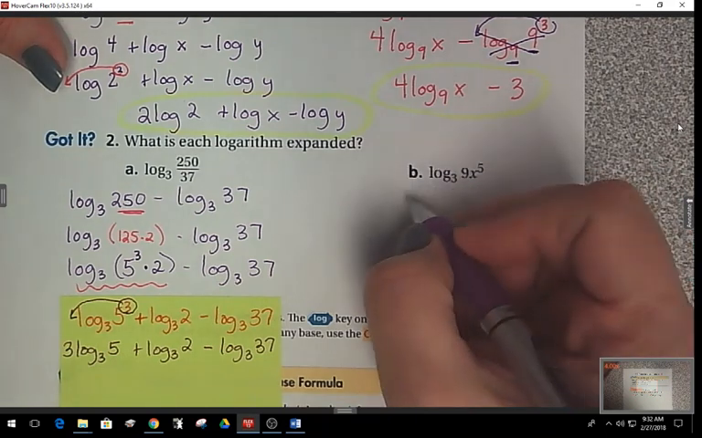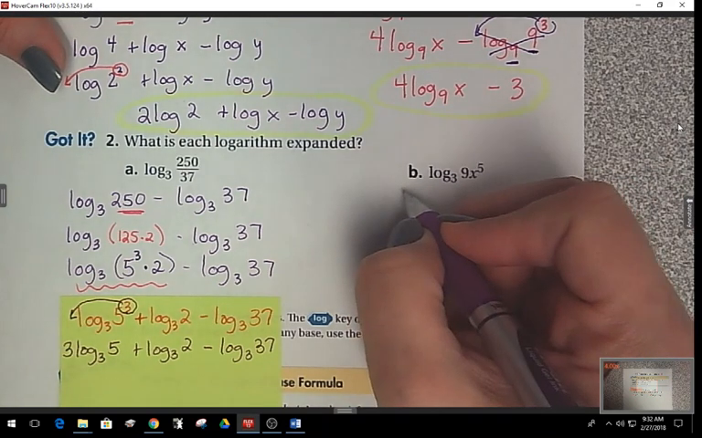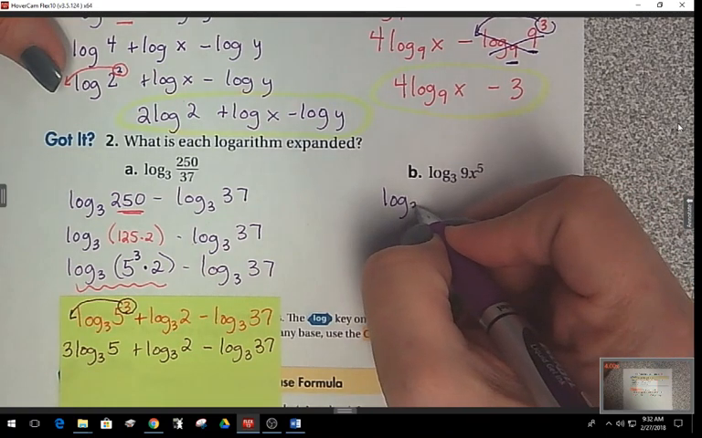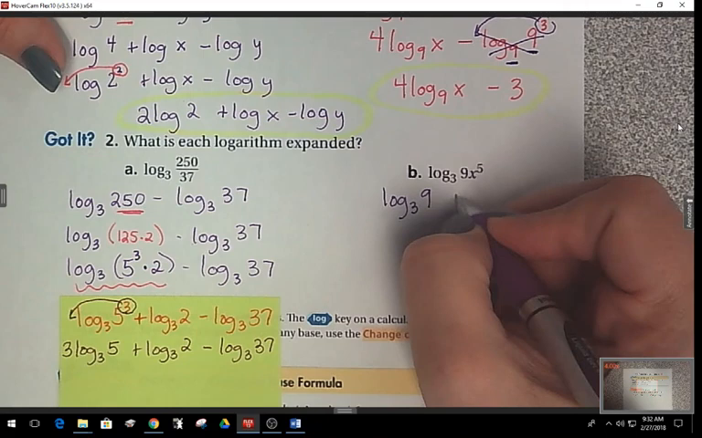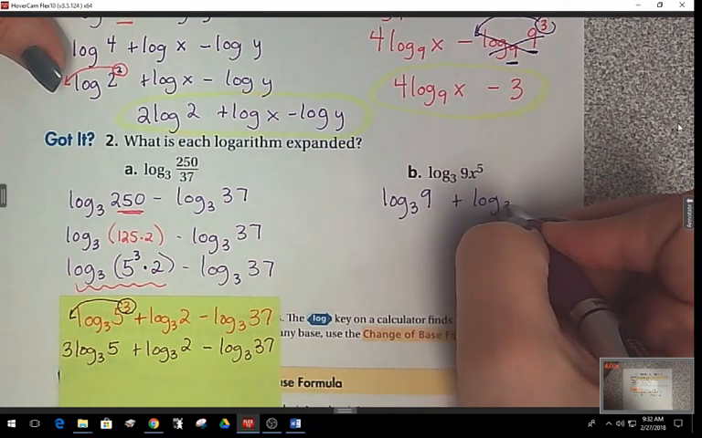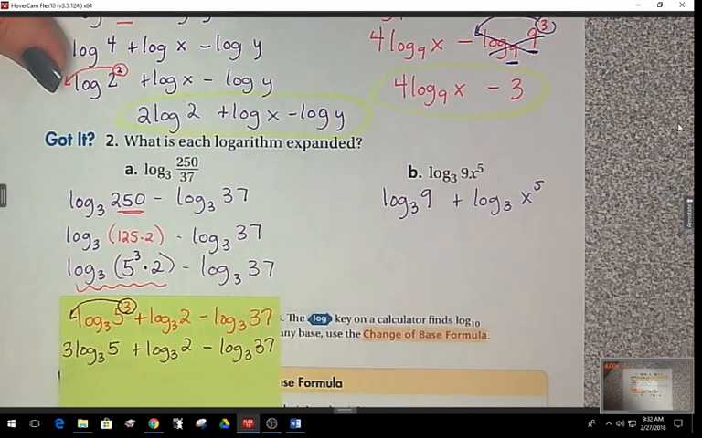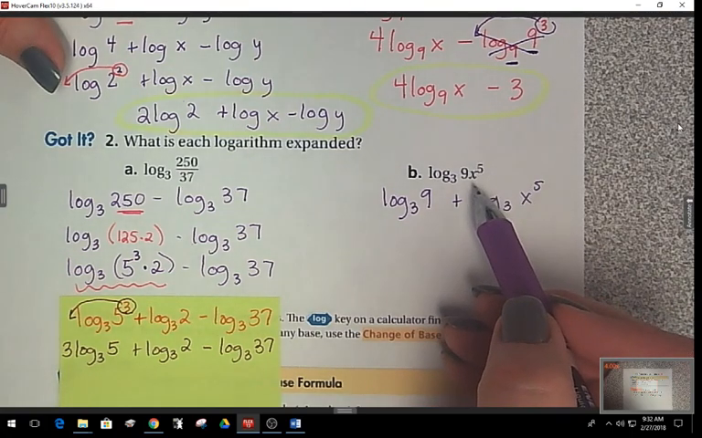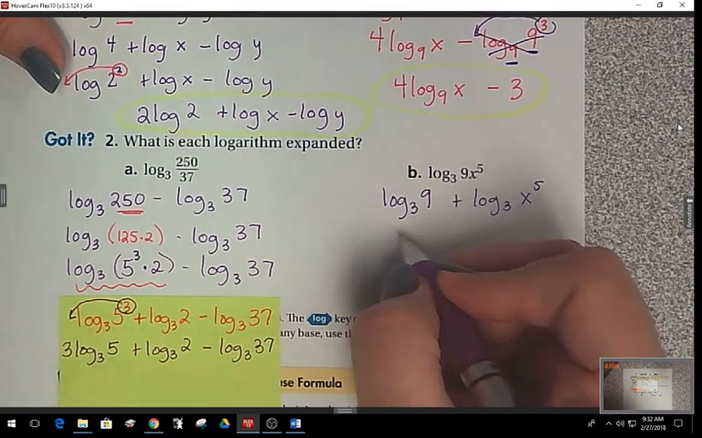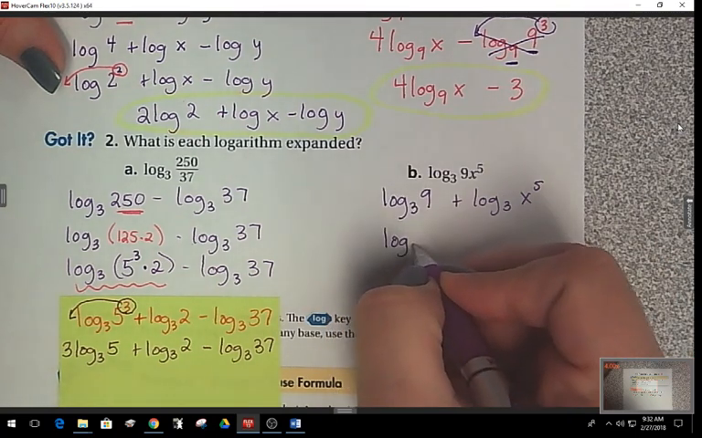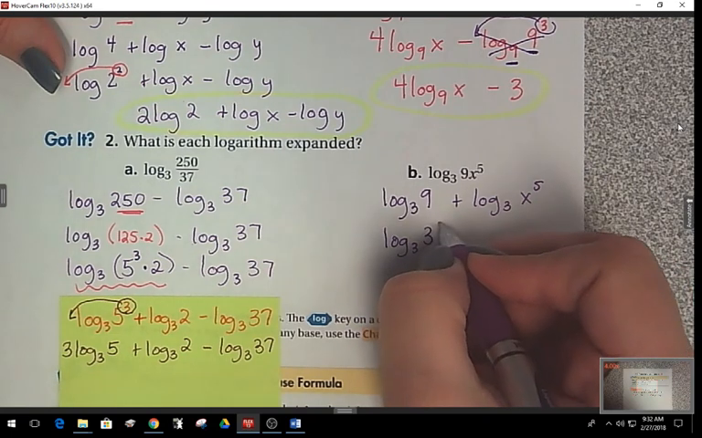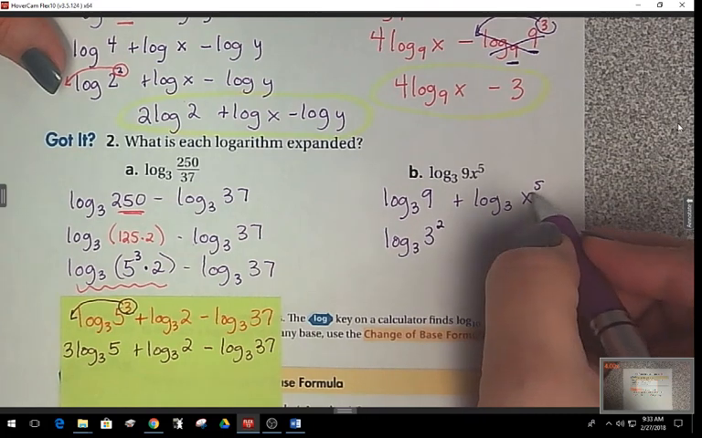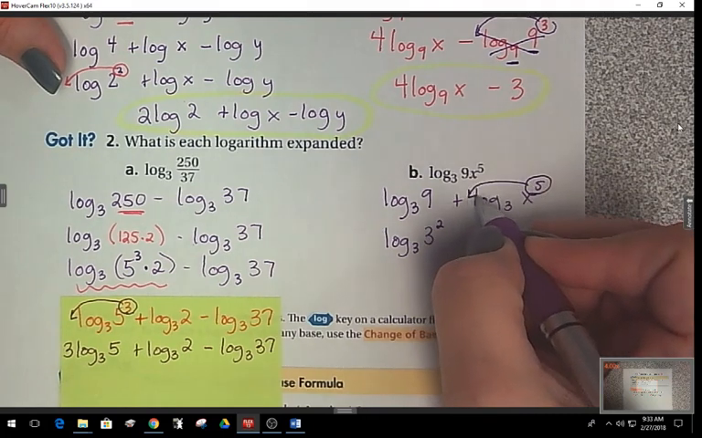All right, part B. I'm going to go ahead and separate the 9 and the x to the 5th. So I've got log base 3 of 9 plus log base 3 of x to the 5th. And I did it this way because this exponent of 5 only goes with the x, not with the 9. Now, my 9 can be rewritten as 3 squared. And I'm going to move this 5 out in front.